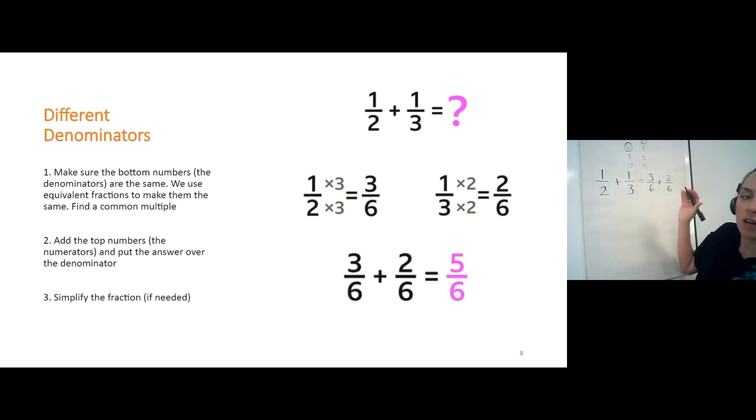Now we have both denominators the same, we can carry on with the next step. Step 2 is to add the numerators and put it back over the denominator. So in this case, we could do 3 plus 2 is 5. I'll put it back over 6. So we end up with 5/6. So 1/2 plus 1/3 is equal to 5/6.